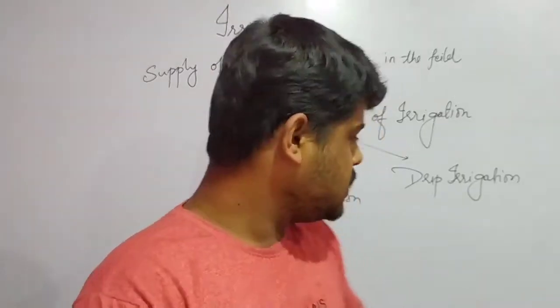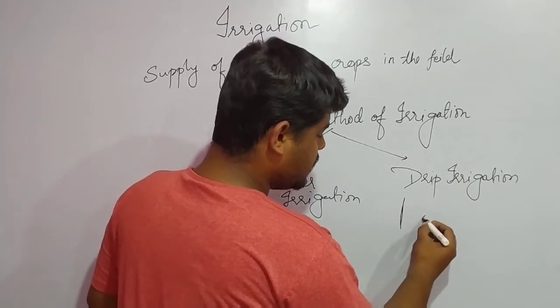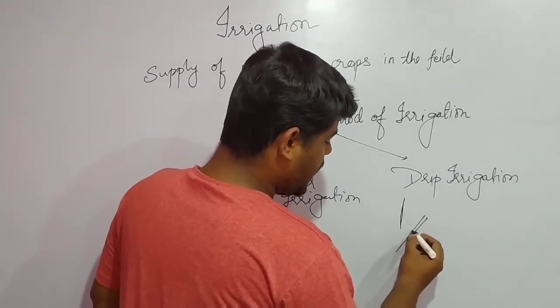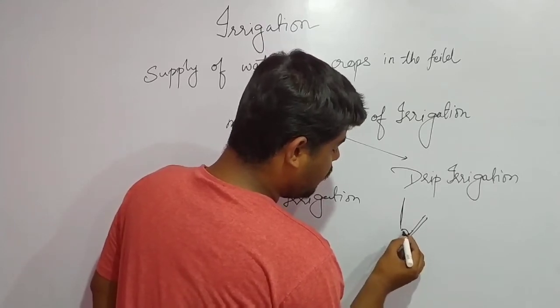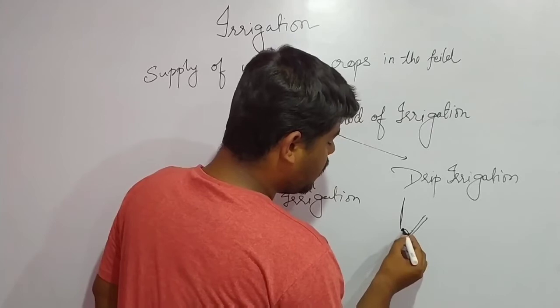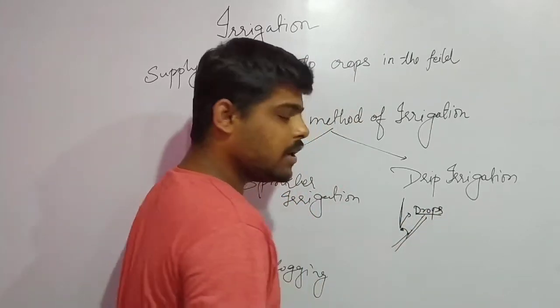Suppose this is the plant and this is the pipe. There is a hole, and the pipe supplies water in the form of drops to the crop.